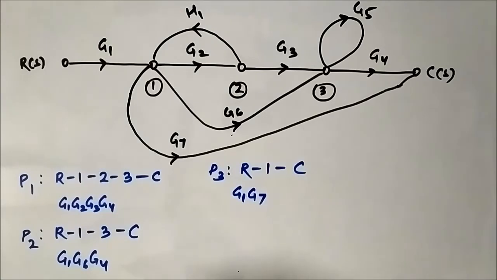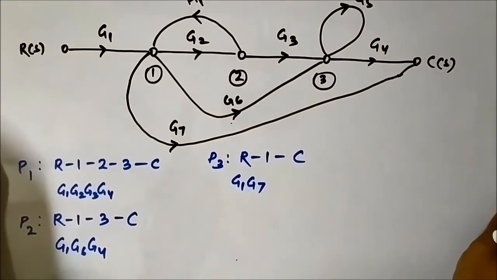Let us see if there is any other forward path. Is there? No, I don't think so. There are no more forward paths, so there are only these three forward paths. Now let us determine the loops.